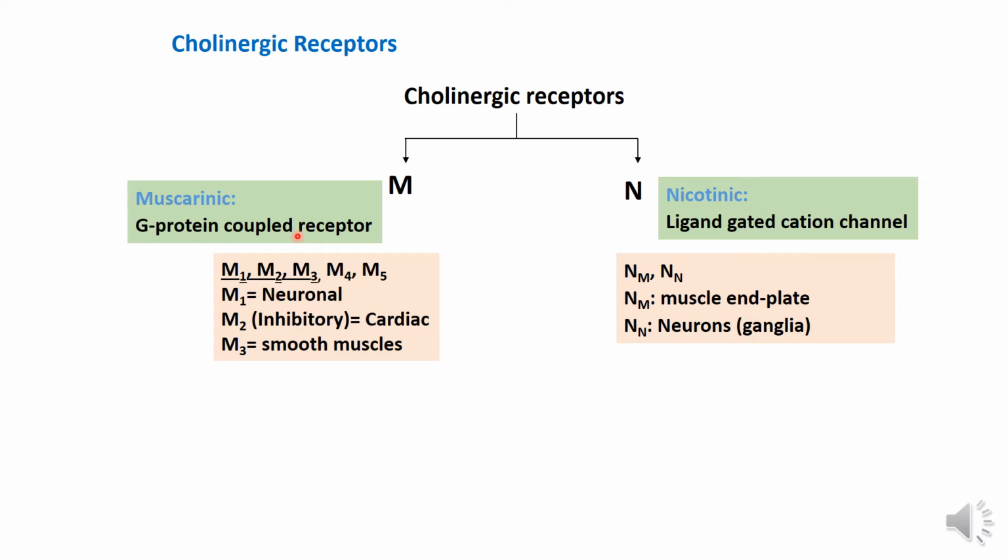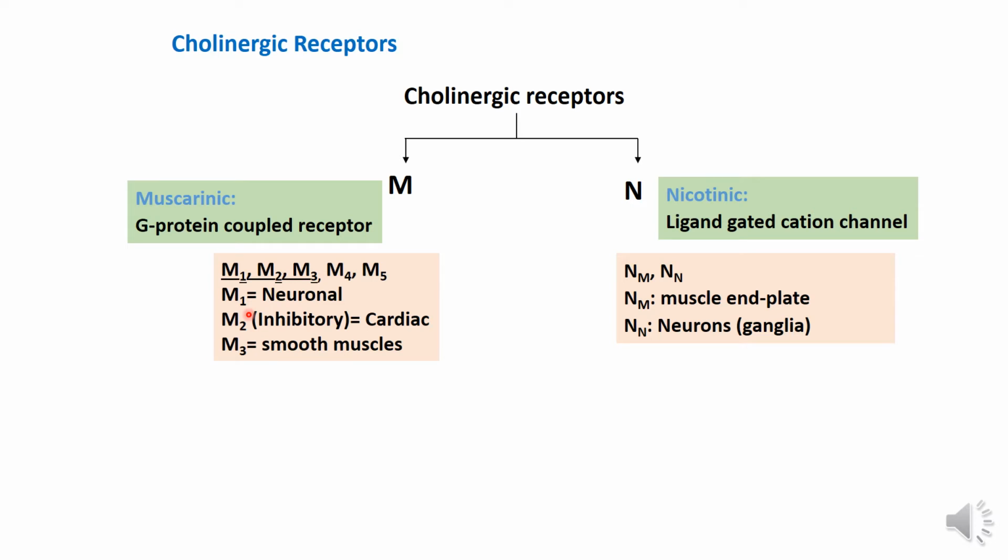And the muscarinic receptors are further subdivided into M1, M2, M3, M4, and M5. However, M4 and M5 are not very important, so we won't spend time on M4 and M5. So we need to focus on M1, M2, and M3. M1 receptors are present in different neurons. Hence, these are also known as neuronal receptors.